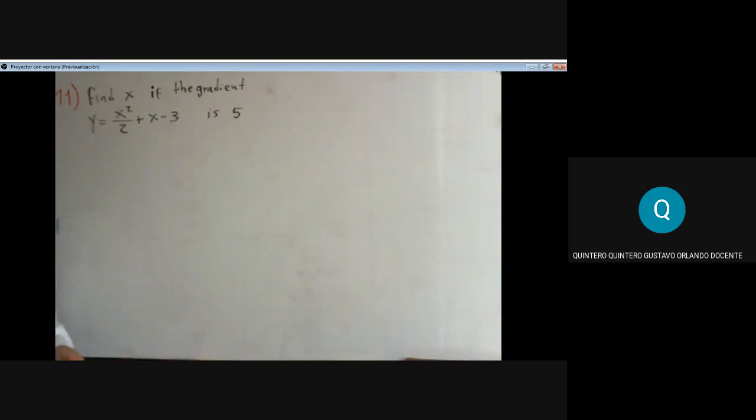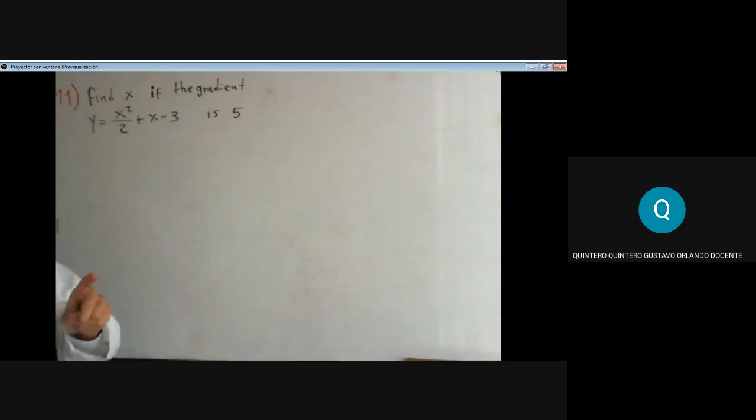Okay, so the question says, find the value of x if we know that the gradient to this function is exactly 5. So now what the exercise is asking us is to work backwards. Remember, in the past, we were given the value of x. In the previous exercise, we knew that x equals 4, if I remember correctly. But we didn't know the slope, the gradient, so we needed to find it, right?